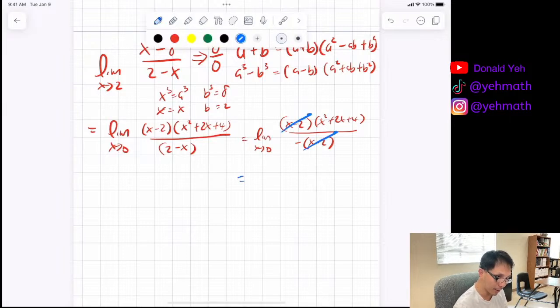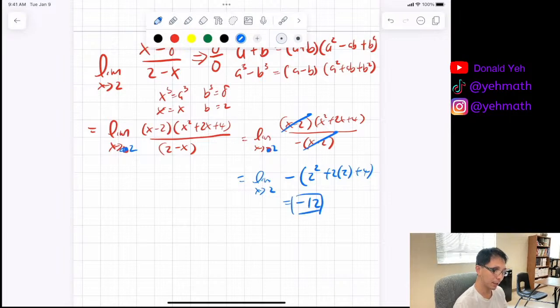And if you cancel this, it's going to be limit x approach to, whoop, it's not 0. This is 2. So now I'm going to plug in 2. So 2 squared plus 2 times 2 plus 4. That's equal to negative 12. Because this negative sign is going to affect everything afterwards. And that's why you need to factor out a negative sign before you cancel if they are different order. There's some algebra tricks that you guys are supposed to remember. So I'm going to use right now to talk about those algebra tricks.